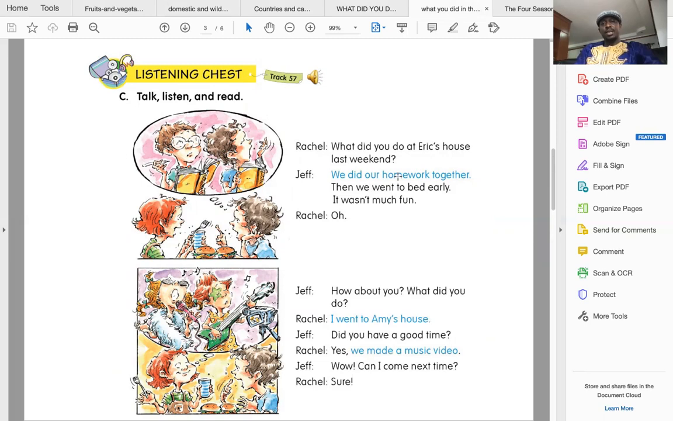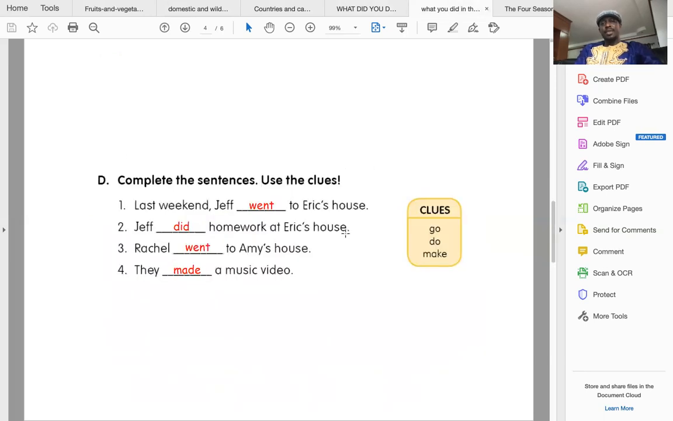Okay. So we also read the passage of Rachel and Jeff. You listen to the teacher, we talk, and we read the passage, after which we answer the questions. Last weekend, Jeff went to Eric's house. Jeff did homework at Eric's house.